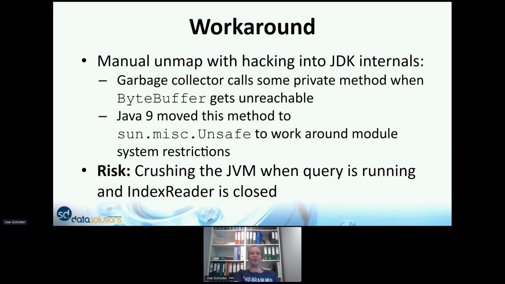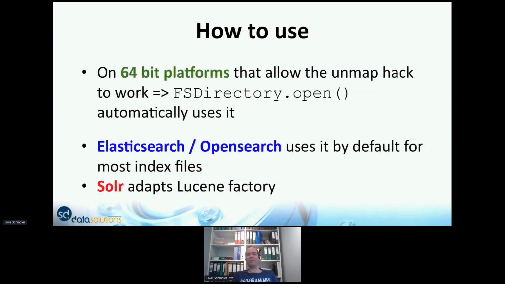So how to use MMapDirectory: on all 64-bit platforms, it's enabled by default. So you just use FSDirectory.open. Elasticsearch and OpenSearch use it by default for most index files. Elasticsearch has a small optimization because a lot of customers of Elasticsearch have many indexes, and there are some limitations in the operating system. So for some of the index files, they're still using the traditional I/O, and Solr adapts the standard Lucene factory.